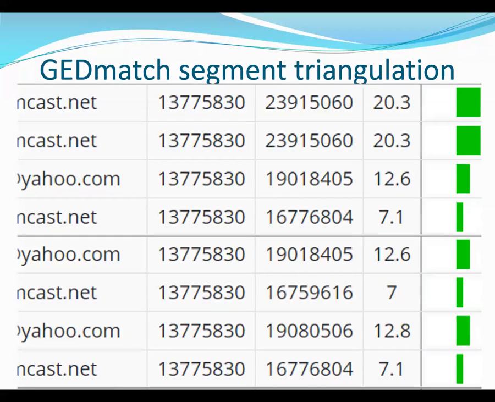Here we see the output from that particular feature. These people are all sharing the same segment, and it gives you the number of shared centimorgans, so ranging between 7 and 20. And then the green bar on the right indicates that these people are all triangulated and they're all sharing the same segment.